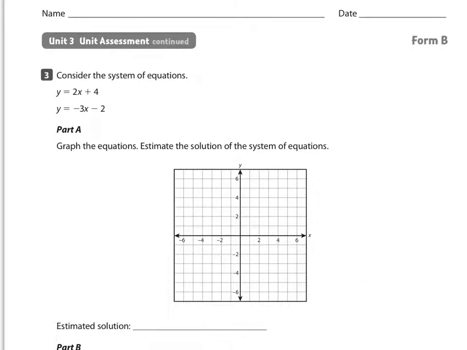For number 3, you need to graph the equations. Again, graphing is the easiest when you have it in the form y equals mx plus b. So we're going to start with the first equation right here. This one is your y-intercept. That means where the line is going to cross the y-axis. This is the y-axis, so we're going to go to the number 4. So right here, that's where we're going to put our first point.